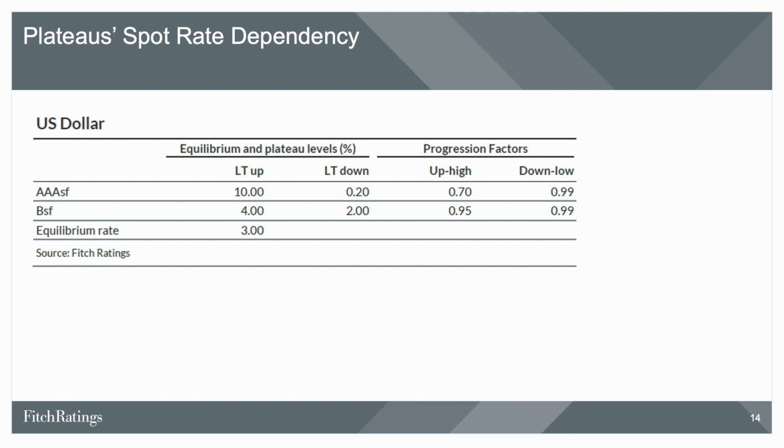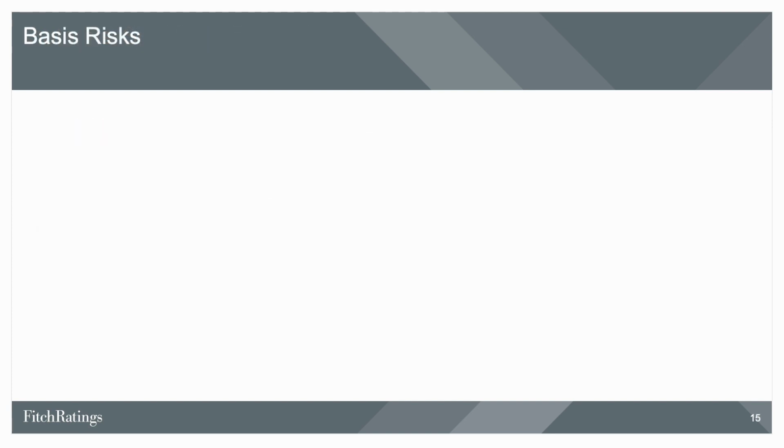Conversely, if the starting spot rate is below the equilibrium rate, then the downward plateau moves down proportionally. However, given the zero bound in the positive rates world, the rate compression is modeled as an exponential rather than a straight product. Please consult the criteria for details. Given positive down plateaus are already relatively close to zero, no distinction is made between rating levels in terms of progression factors for the low rate stresses.